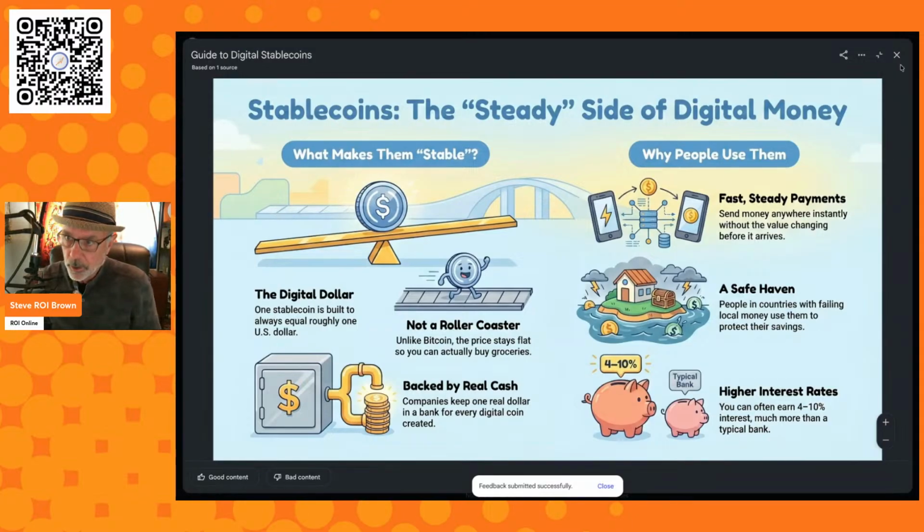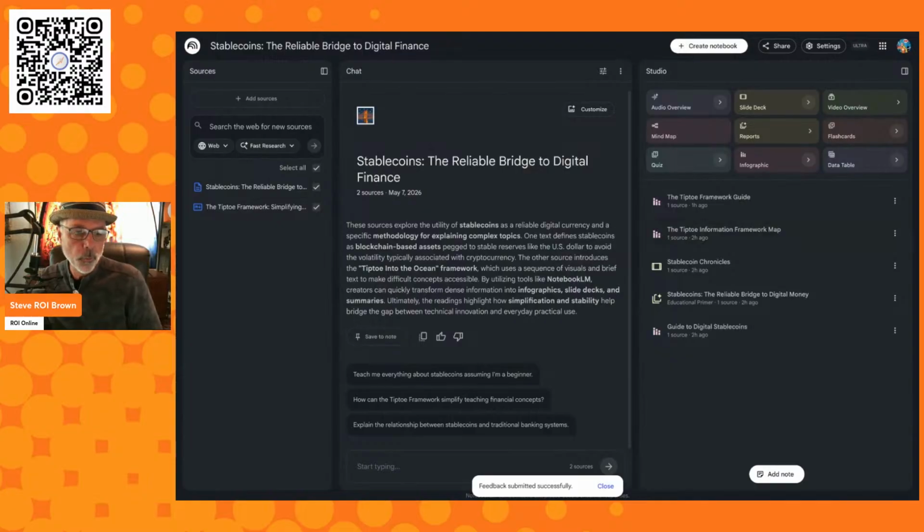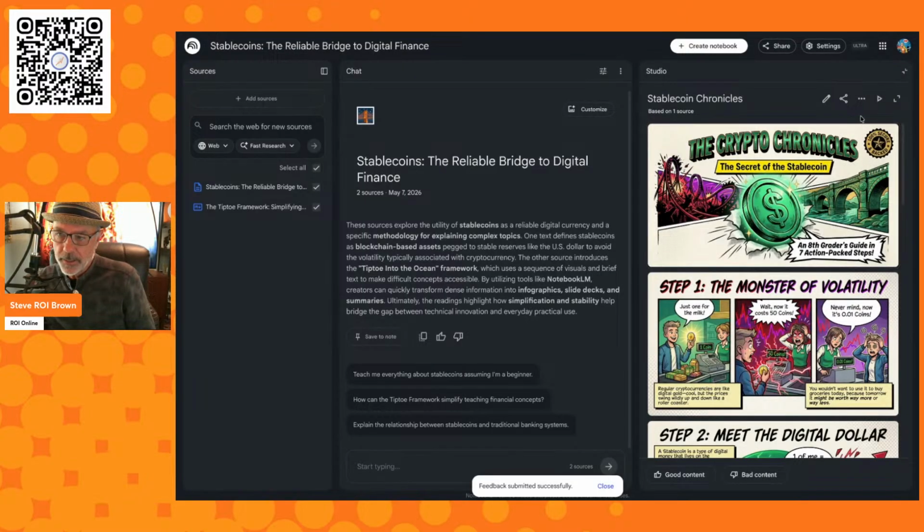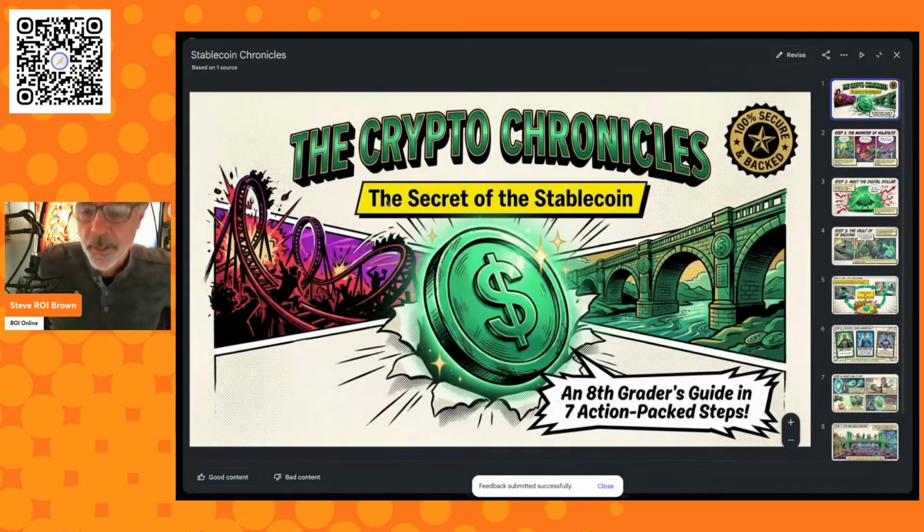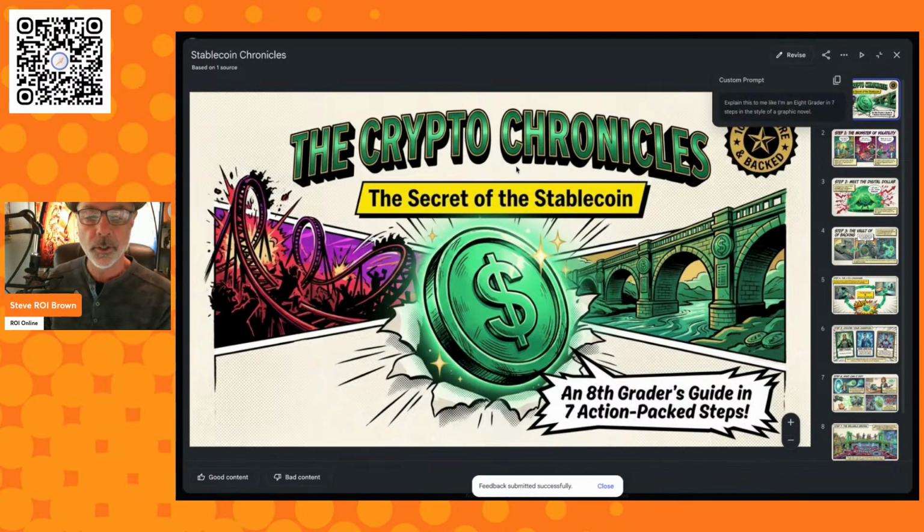So we just tipped our toe into the water of stable coins. All right. But what makes stable coins? Let's go and look. What's the next step? We're going to tiptoe. We're going to go step by step. Here we go. And by the way, in Notebook LM, here's the prompt that I used to generate this. Explain this to me like I'm an 8th grader in 7 steps in the style of a graphic novel. All right. So here we go.